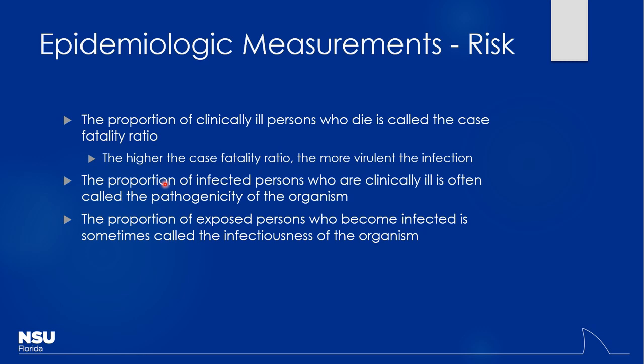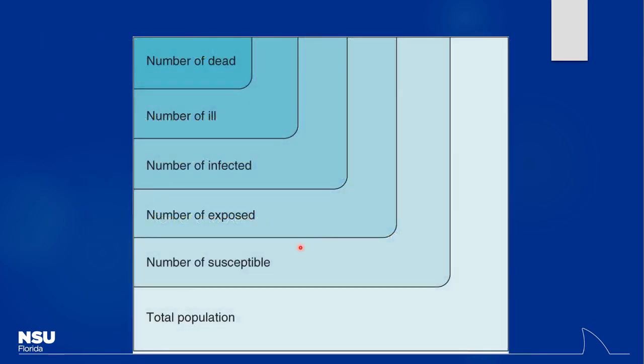The proportion of people who are infected who then became ill is what we call the pathogenicity of the organism, right? So if you catch the disease but you never manifest any symptoms, then it's not really that serious of a bug, right? The pathogenicity is not very high. But the more people that become ill, the higher that proportion is, the bigger the pathogenicity is. And then the proportion of exposed people who actually become infected is what we call the infectiousness of the organism. So how likely are you to get infected with that organism just by being exposed to it? So this gives you a good idea.